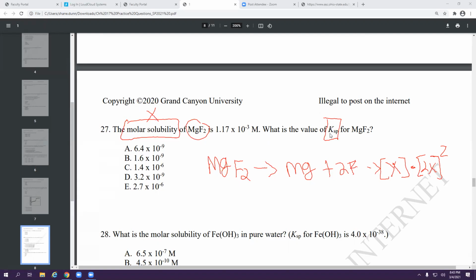They do it on purpose. You guys can make connections and stuff. So 2 squared is what? 4x squared times x is 4x cubed, which is equal to Ksp. Plug in your X value, and you'll get Ksp.